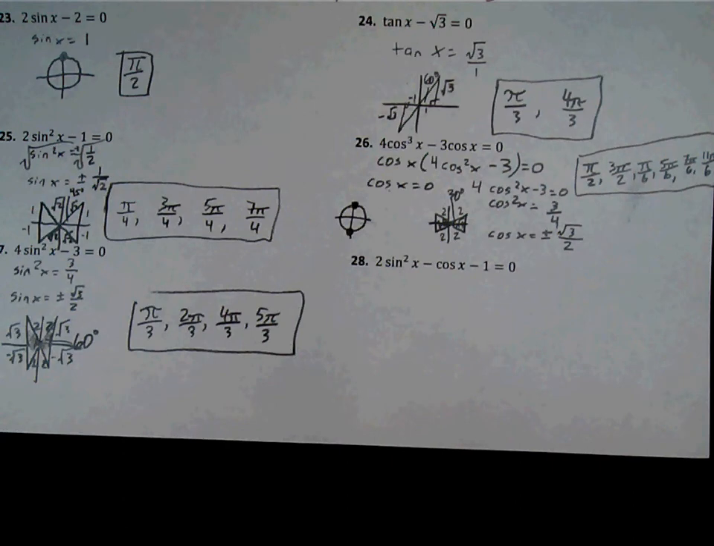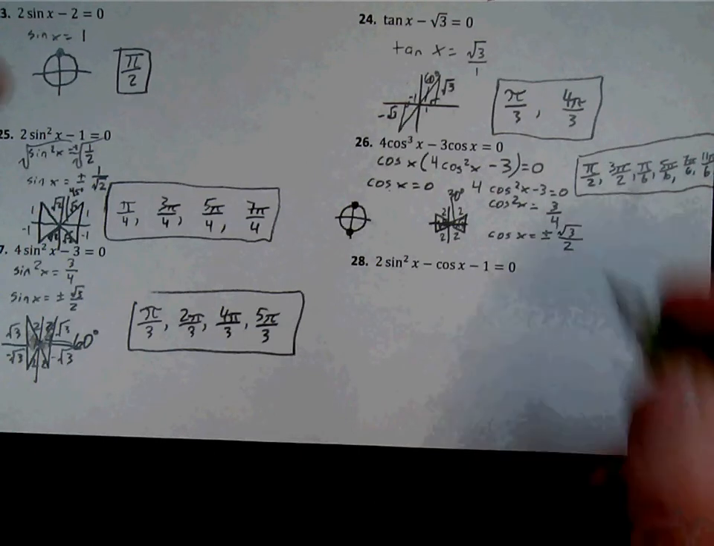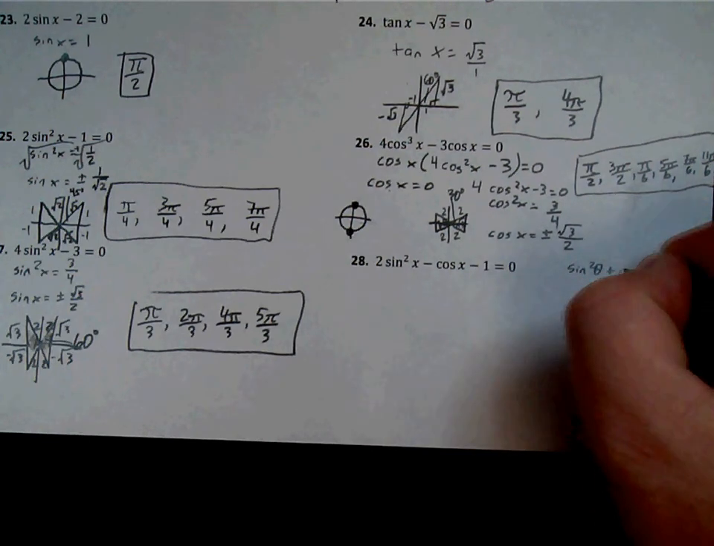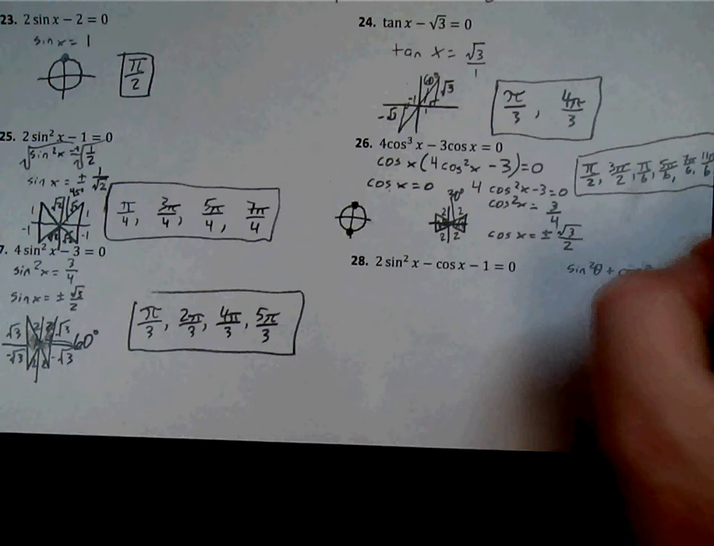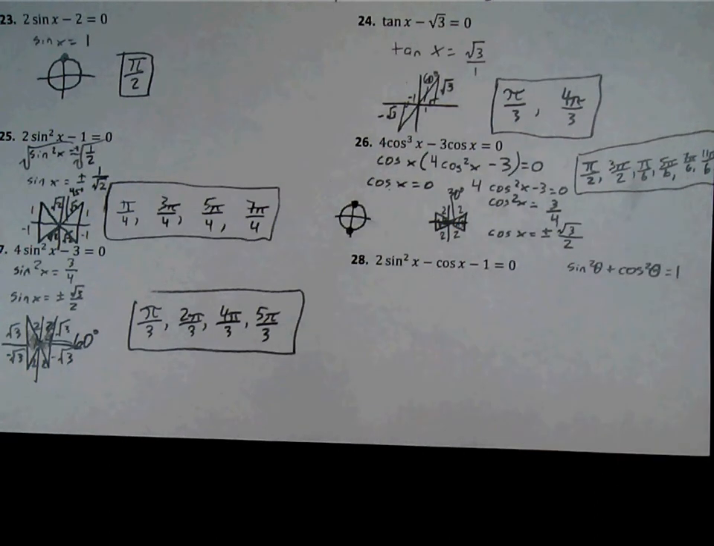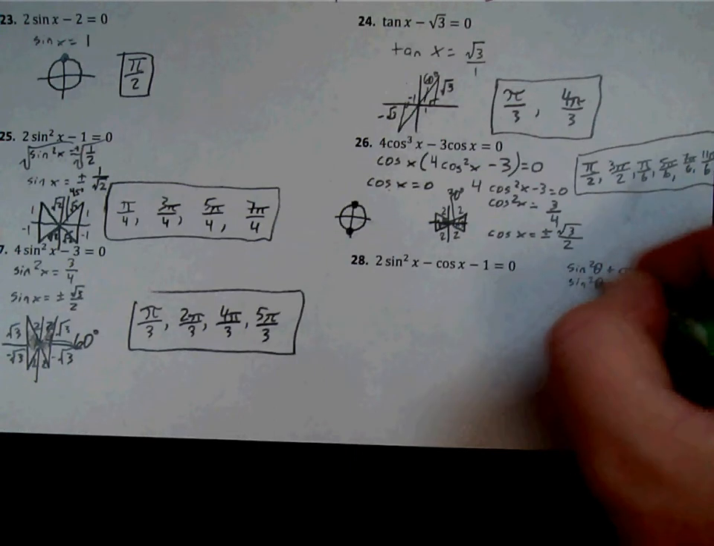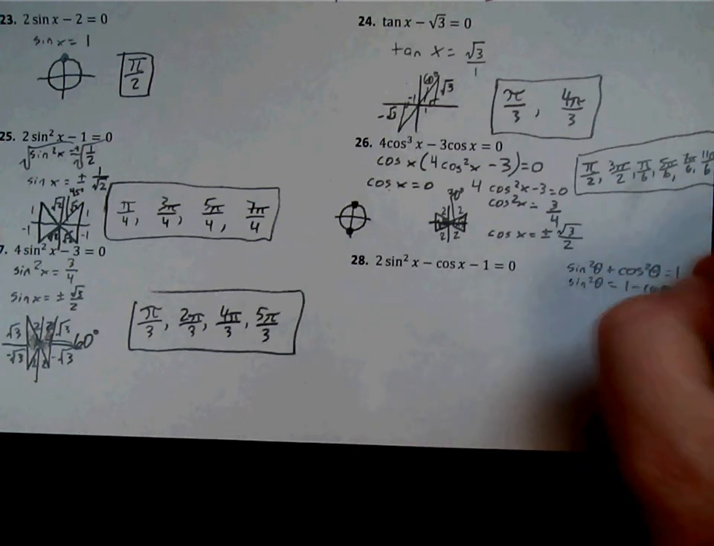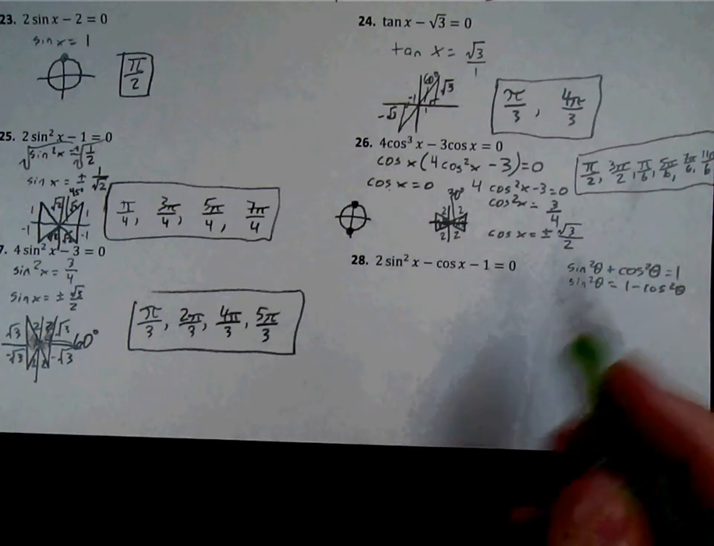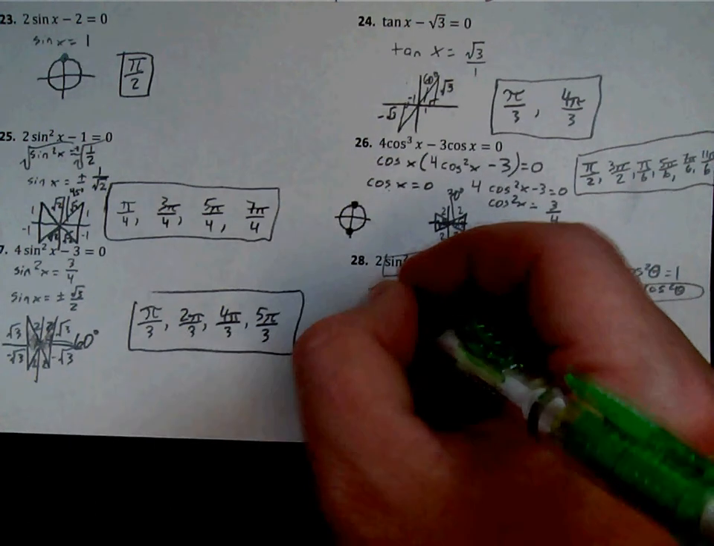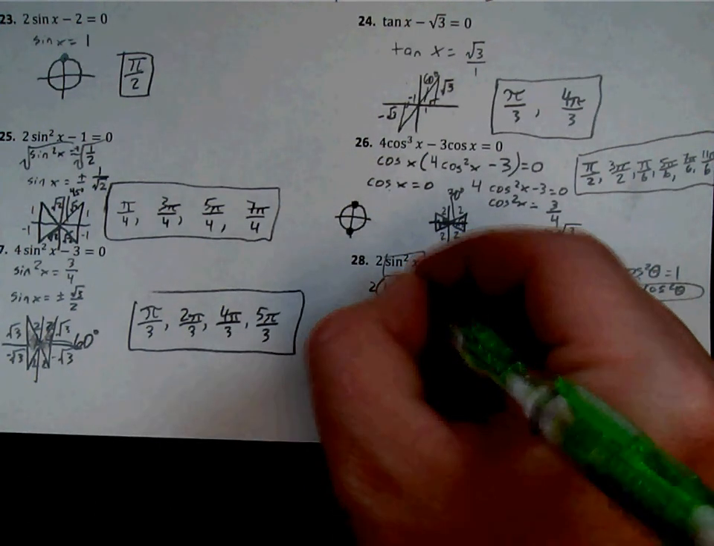And lastly, number 28. We've got a sine squared and a cosine. We have two different trig ratios going on here. I don't want that. Sine squared, I can switch because of my Pythagorean identity. Sine squared plus cosine squared is equal to 1. We know that to be true. If I solve that for sine squared, I see that sine squared of theta is equal to 1 minus cosine squared of theta. So I'm going to substitute in place of sine squared here. I will substitute 1 minus cosine squared. So 2 times 1 minus cosine squared.